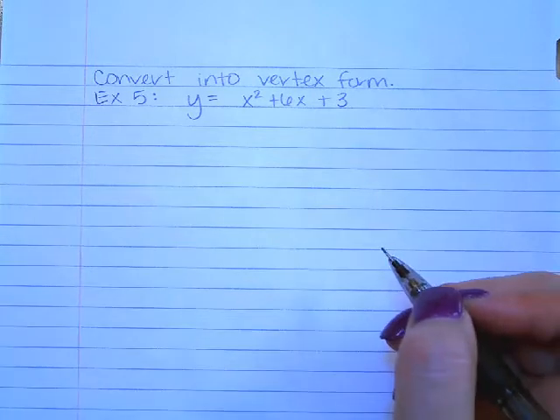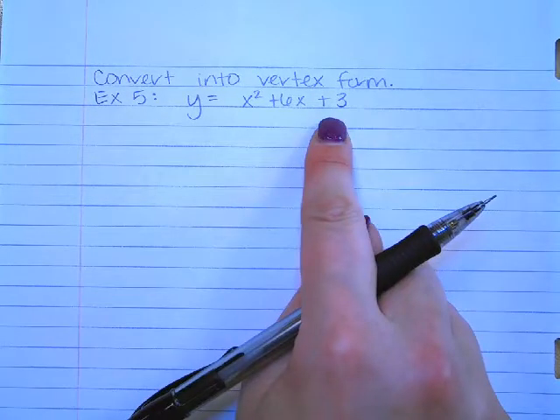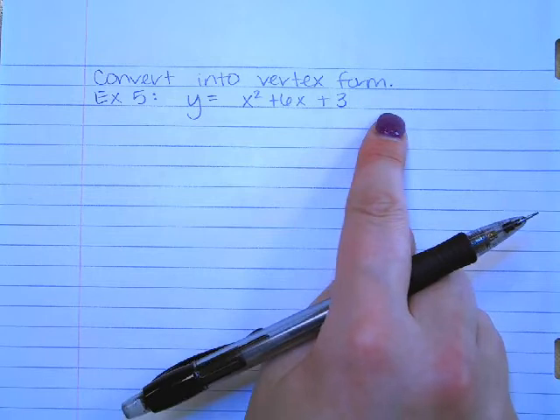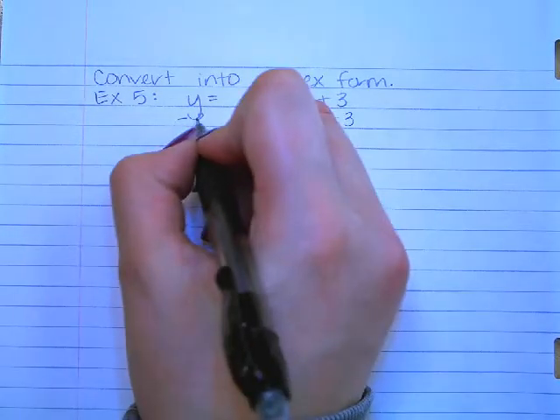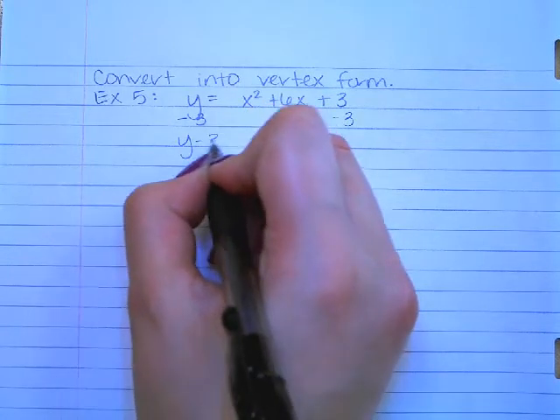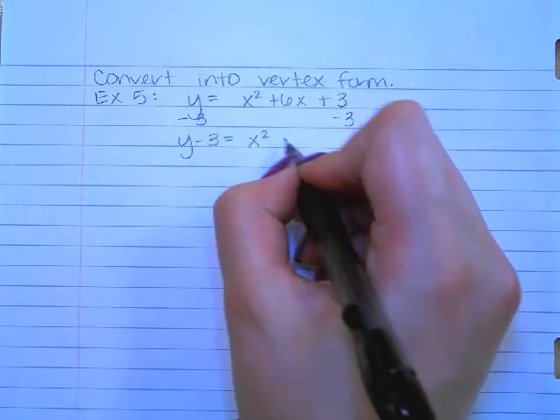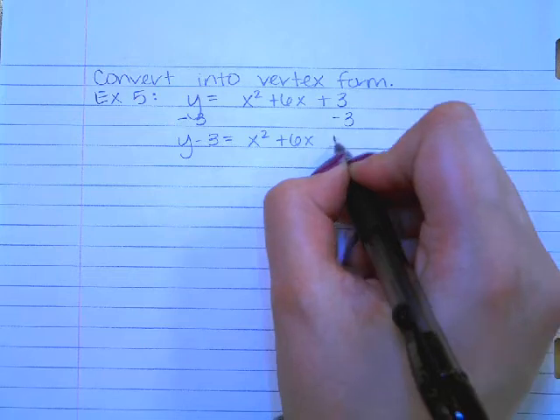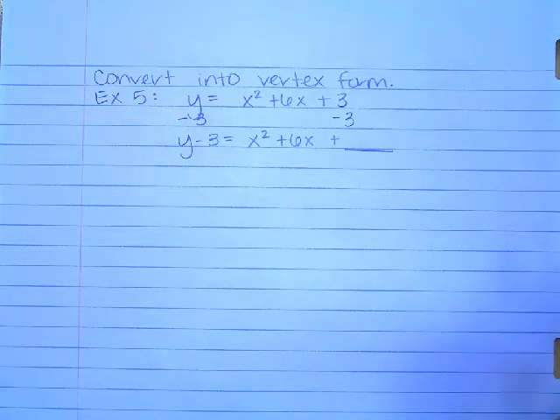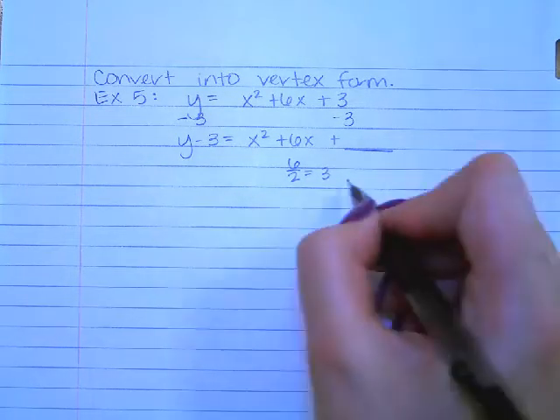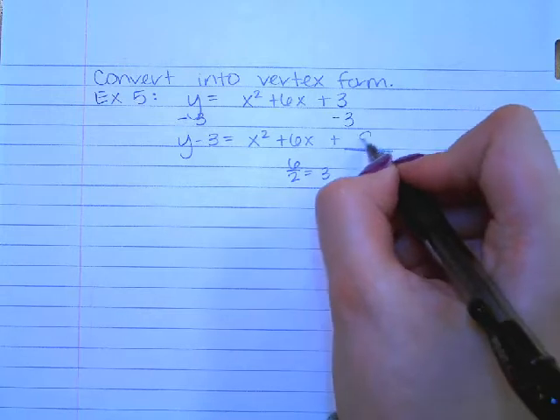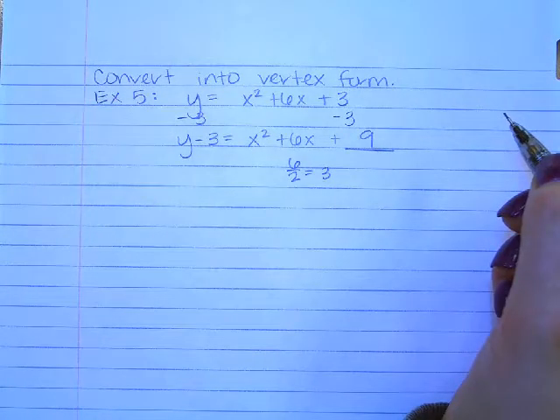So the first thing I want to do is make it look like those other examples where I have a blank that I'm filling in. So the first thing I'm going to do is minus the 3 over to the other side. So I've got x squared plus 6x plus something. Then I can do the part where I divide by 2. So 6 divided by 2 is 3. 3 squared is 9. So I can add 9 to complete the square.